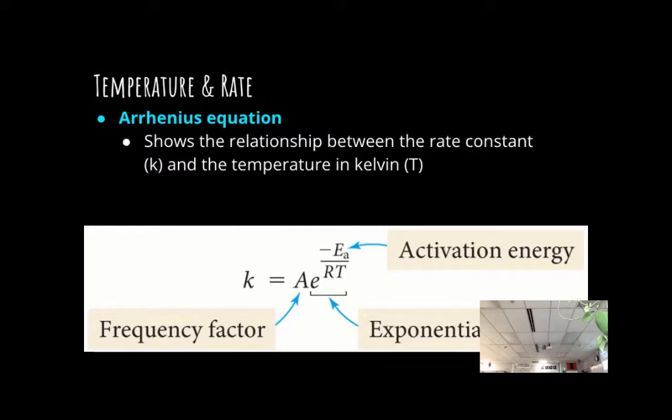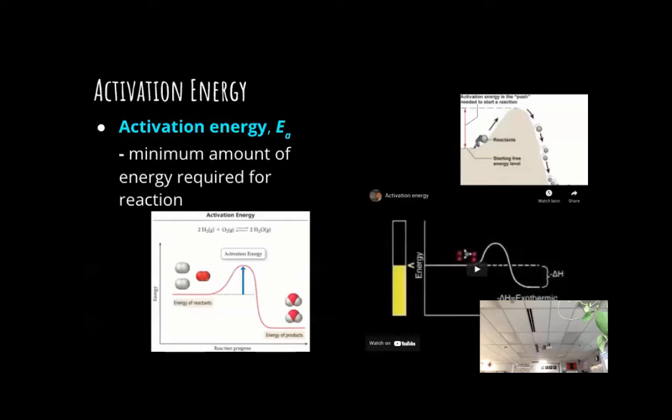There are a couple different versions of this Arrhenius equation. This is one we're not going to use, but it has a couple different things in it that we're going to talk about. When you're talking about temperature and rate, there are things called the frequency factor and the exponential factor. We'll talk about those in just a second, after we do an overview of what activation energy is. We've talked about activation energy before.